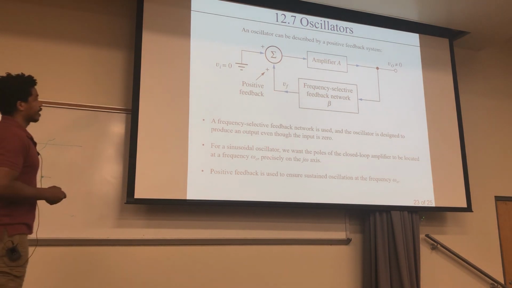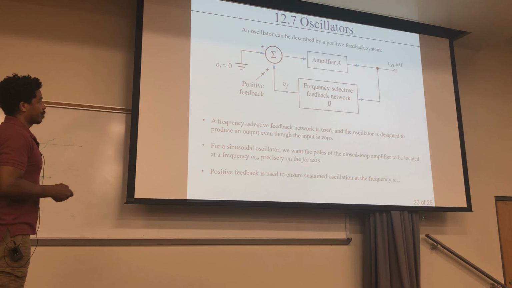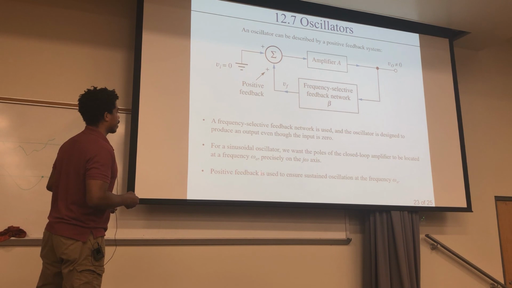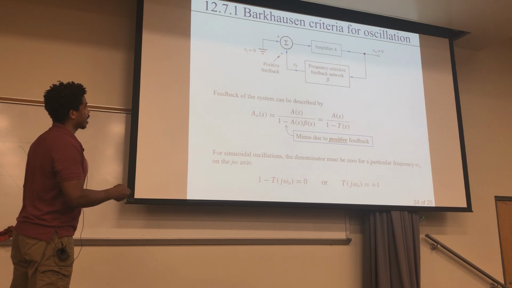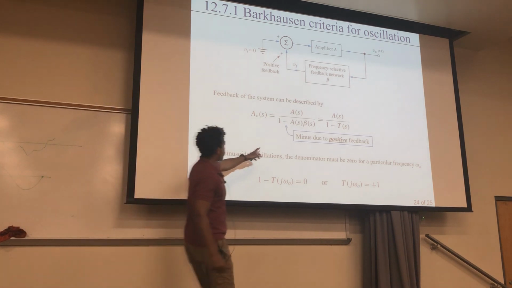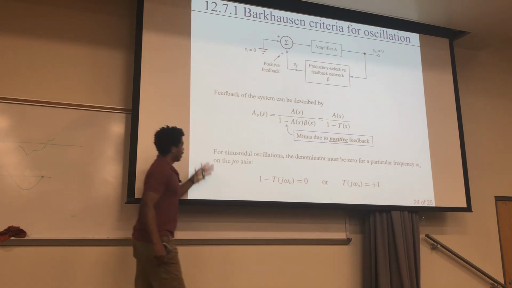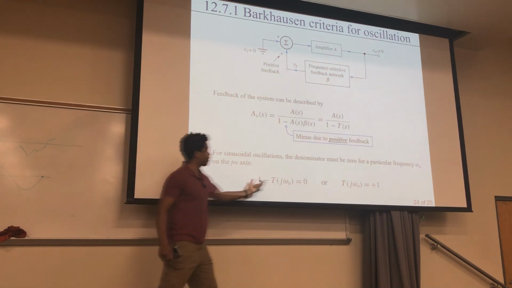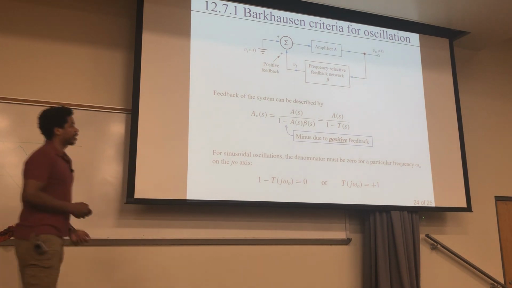For a sinusoidal oscillator, we want the poles of the closed loop amplifier to be located at frequency omega 0 of our oscillator. And that's going to be precisely on the j omega axis. And positive feedback is used to sustain oscillation. So here's what the feedback looks like. And right here you can see that instead of it being positive, ours is negative now for the positive feedback. And here's the condition of the denominator right here. You've got to have this condition, which means that the loop gain is 1.